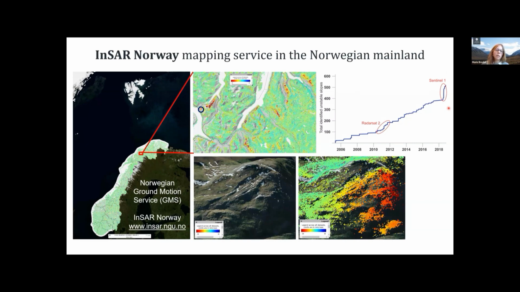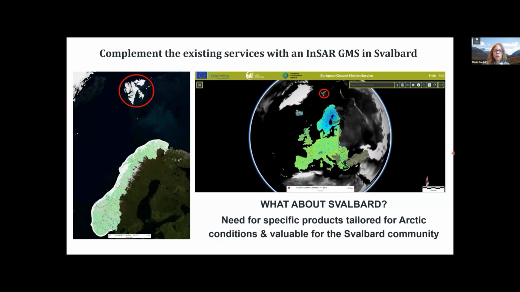But we also see many other uses of InSAR, not only on natural terrain, but also urban subsidence. And today we have approximately 100 to 150 daily uses of InSAR Norway. So yeah, it's been very beneficial to many users on the mainland. In addition to InSAR Norway, we have the European Ground Motion Service that delivers InSAR data, not only at the national scale, but at a continental scale. But as you can see here, Svalbard is still missing.